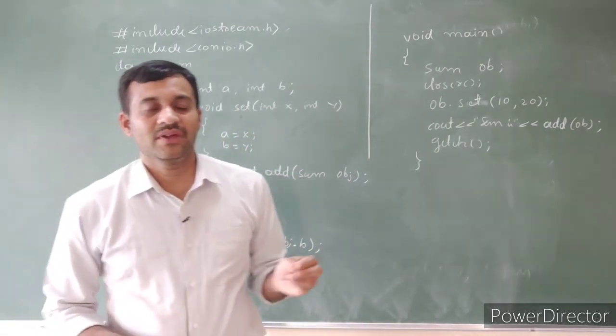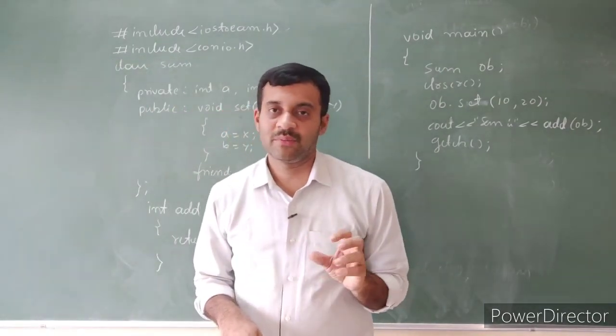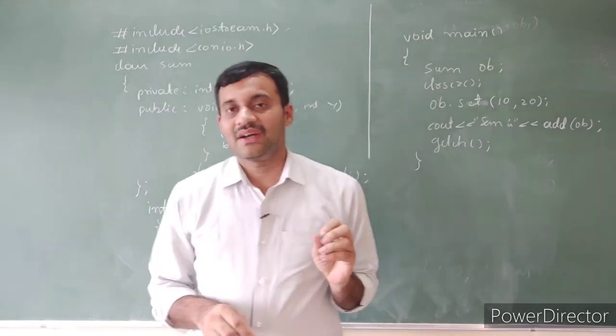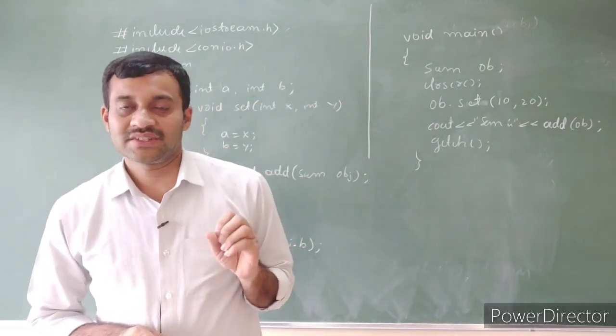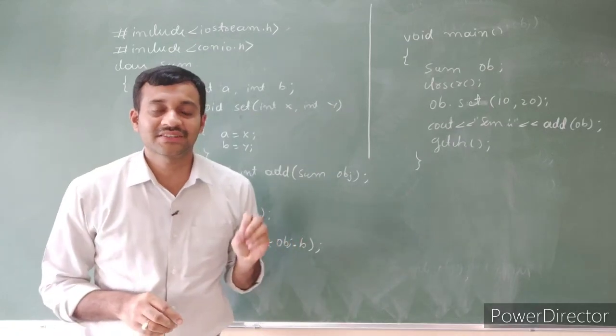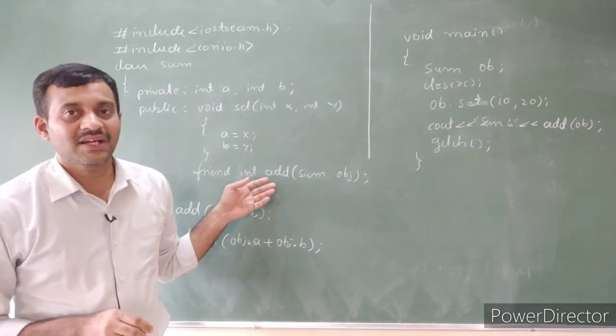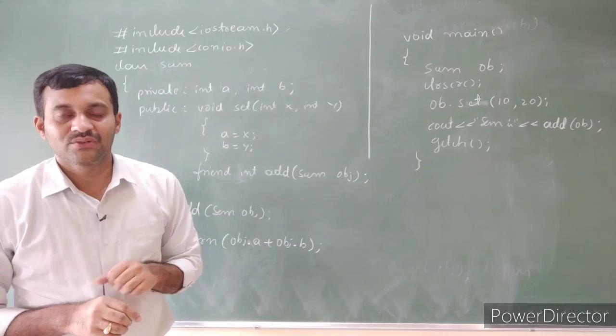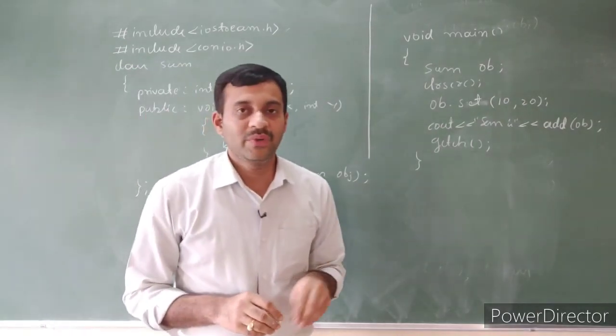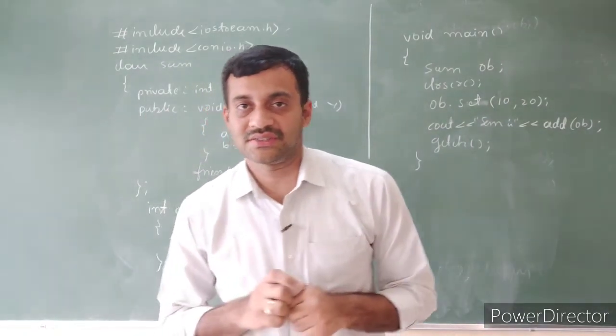In this chapter again we have a 5 marks question, mostly about the friend function, that is characteristics of the friend function or an example for the friend function. To write the friend function program, be careful about the characteristics.